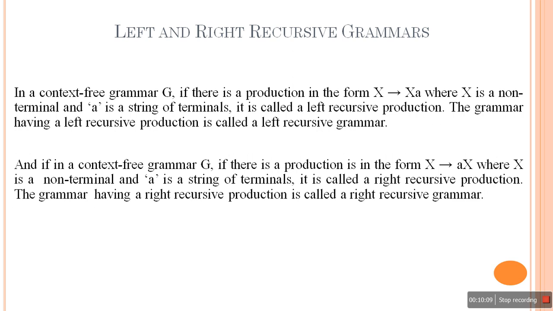Similarly, in a context-free grammar, if there is a production rule X → AX, where A is a string of terminal nodes and X is a non-terminal node, it is called a right recursive production. And if a grammar contains a right recursive production, then this grammar is called right recursive grammar.